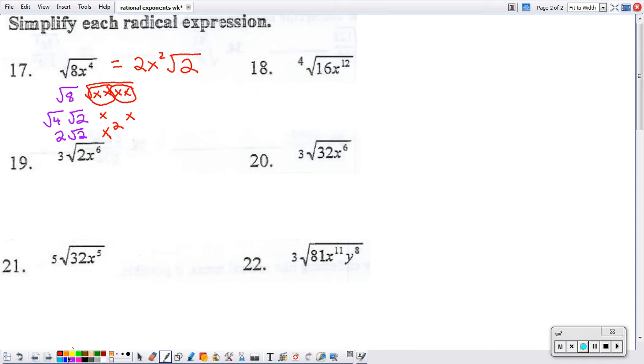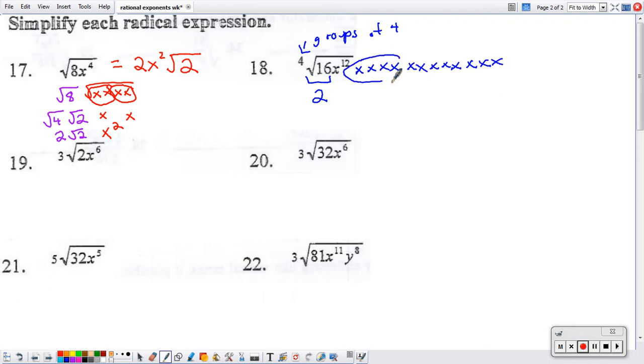When I look at number 18, I need to think to myself, what number multiplied 4 times gives me 16? And that reduces perfectly to 2. Well, now I've got this x to the 12th, and I need groups of 4. So I think to myself, 12, and that's the last time I'm going to write them all out. 1, 2, 3, 4, 5, 6, 7, 8, 9, 10, 11, 12. I have 12 x's, and I need groups of 4.